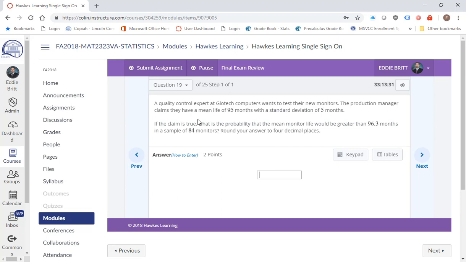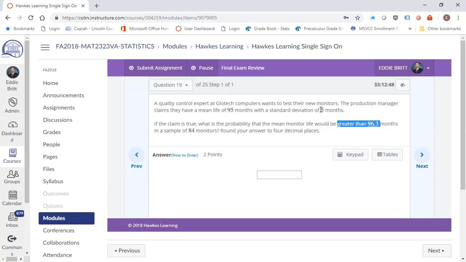Let's look at problem number 19. A quality control expert at Glowtech Computers wants to test their new monitors. The production manager claims they have a mean life of 95 months with a standard deviation of 5 months. If the claim is true, what is the probability that the mean monitor life will be greater than 96.3 months in a sample of 84 monitors? So this is the central limit theorem problem where you have multiple items. So you're taking 84 of these things and you want to know what's the probability that the mean monitor life will be greater than 96.3.